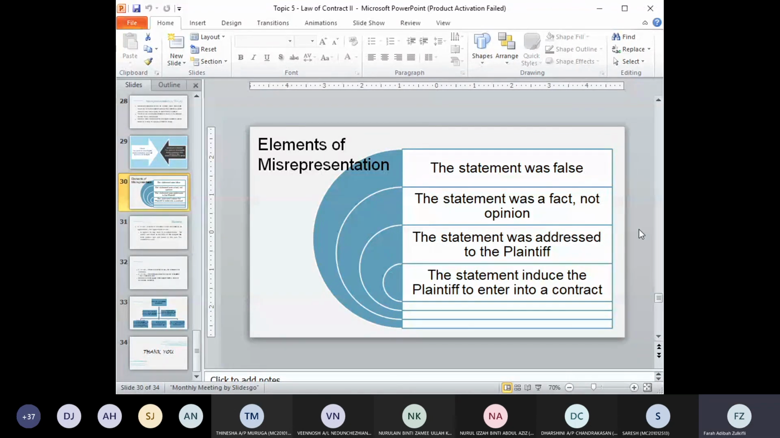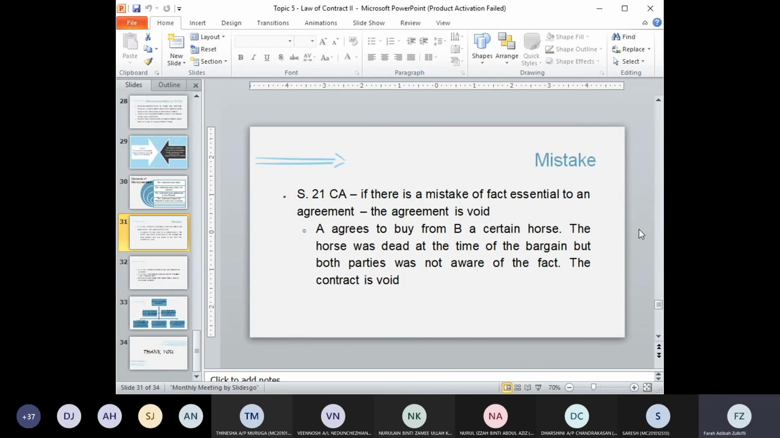Okay, so basically the last element is that what you say must be the reason why they enter into a contract. If what you say does not induce the other party to enter into a contract, there is no misrepresentation. So the last one is mistake. Mistake is under section 21 of the Contract Act. If there is a mistake of fact essential to an agreement, the agreement is void.